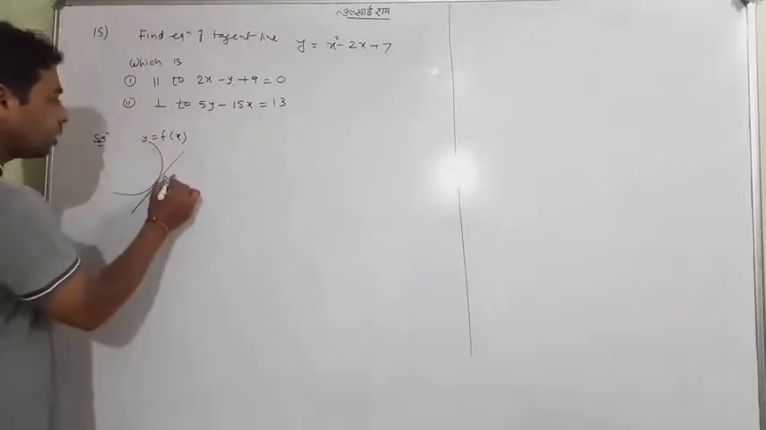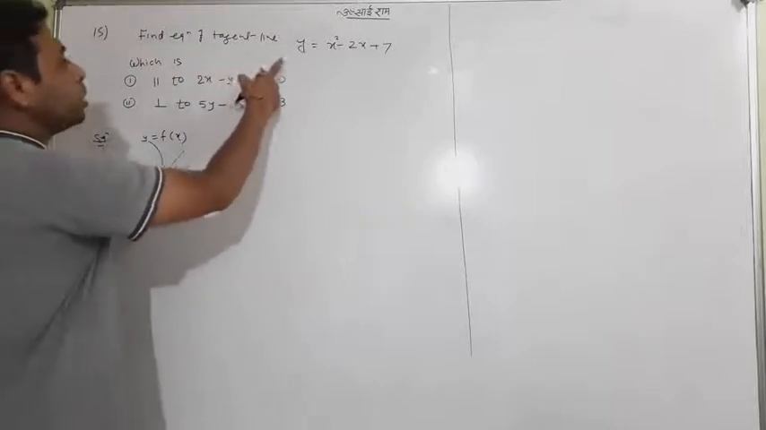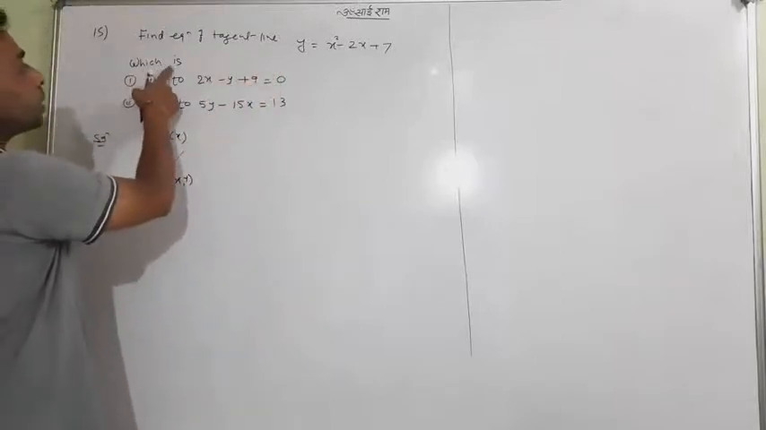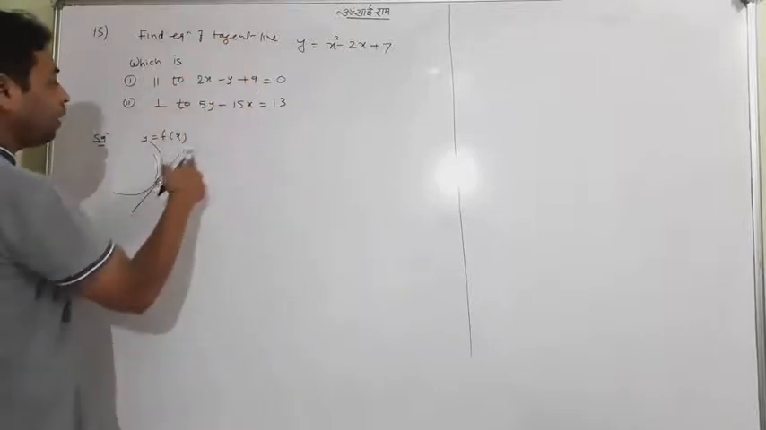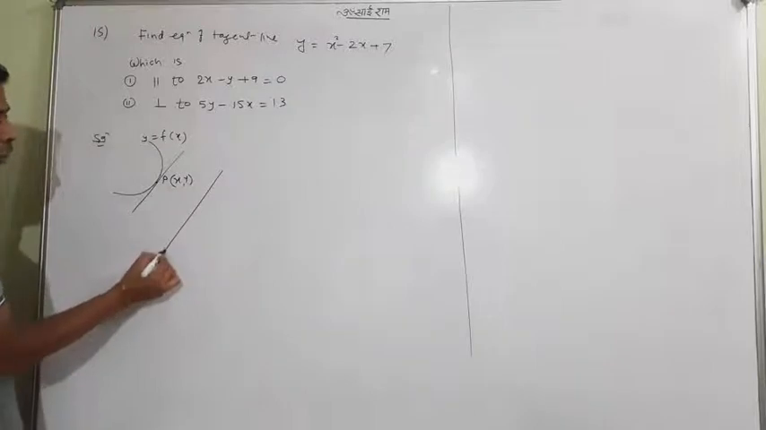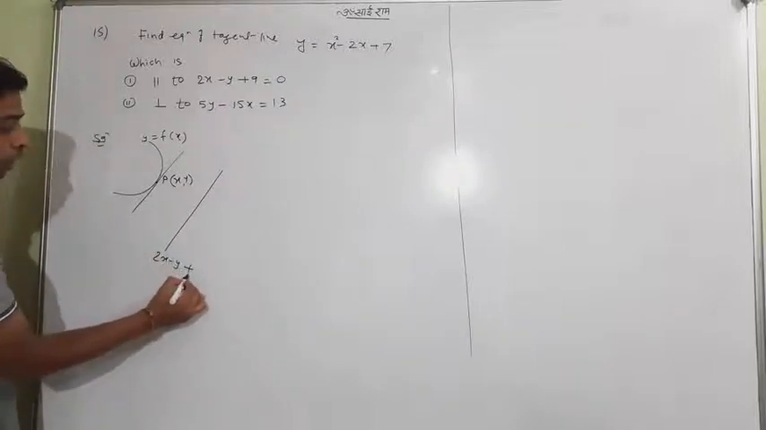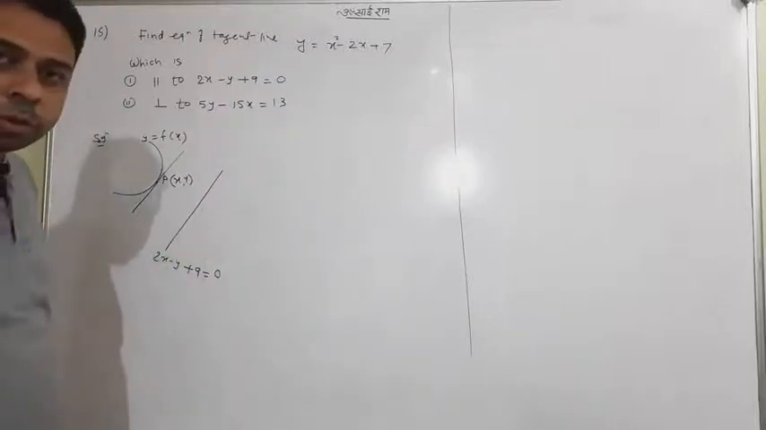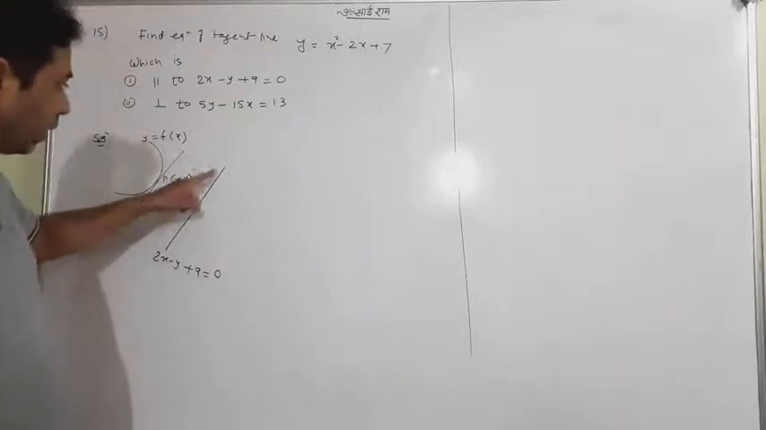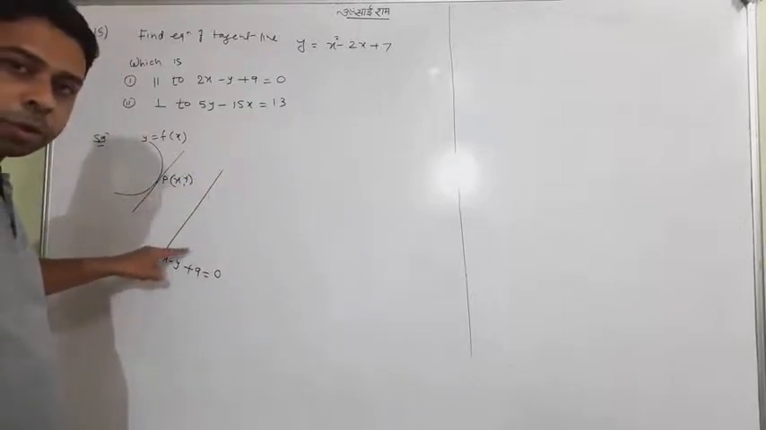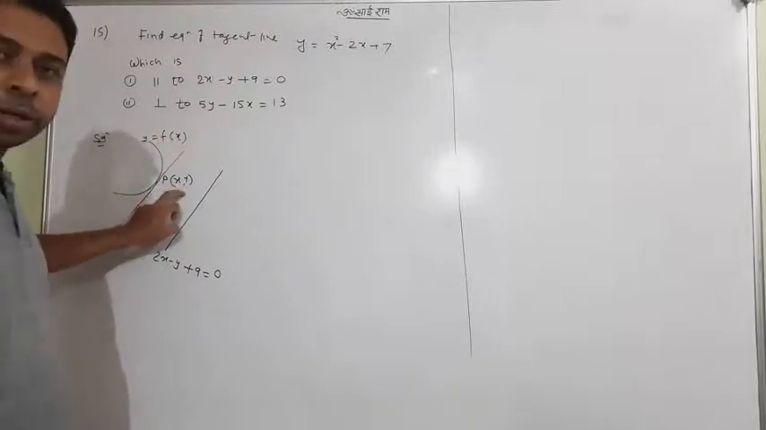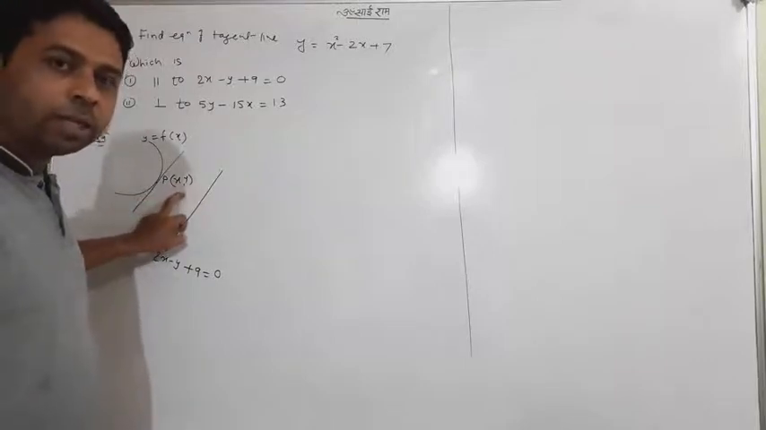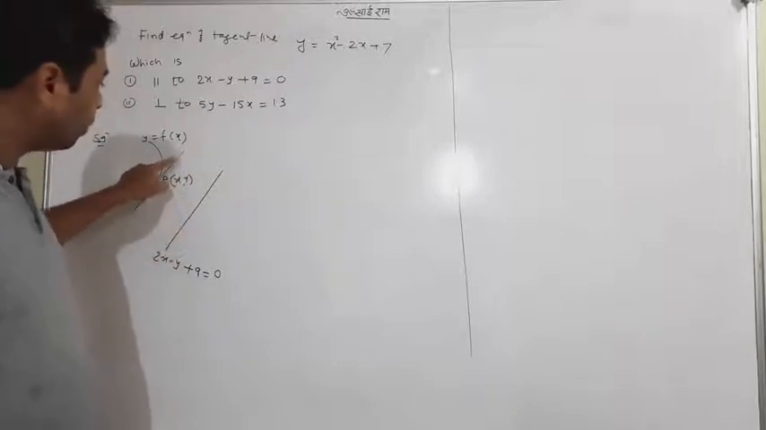So initially we consider P is (x, y), and the question says to find the equation of the tangent line which is parallel to this one, meaning this tangent line is parallel to 2x minus y plus 9 is equal to 0. So it's very simple. You can find the slope of this line, which is also equal to the slope of the tangent, and that will help you to find x, y. Because for finding the equation of a line, we need a point through which it is passing and the slope also. So the slope can be easily found.